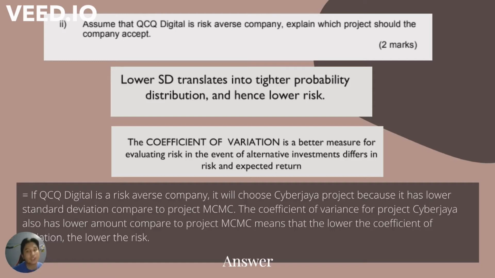So using the answer, we can conclude that if QCQ Digital is a risk-averse company, it will choose the Cyberjaya project because it has a lower standard deviation compared to project MCMC. The coefficient of variation for project Cyberjaya is also lower than project MCMC, which means that the lower the coefficient of variation, the lower the risk.